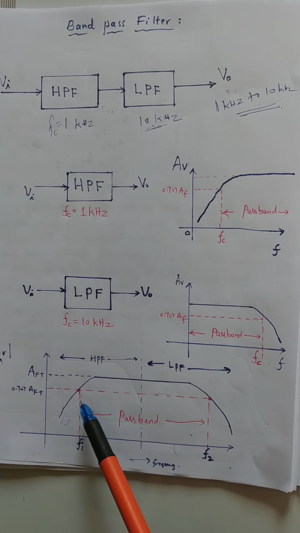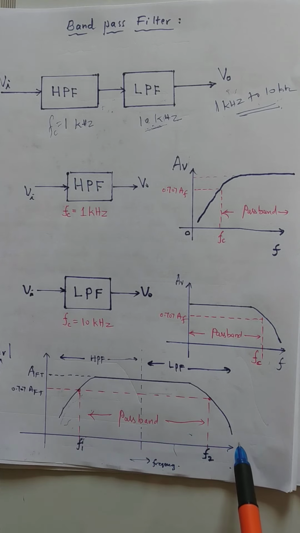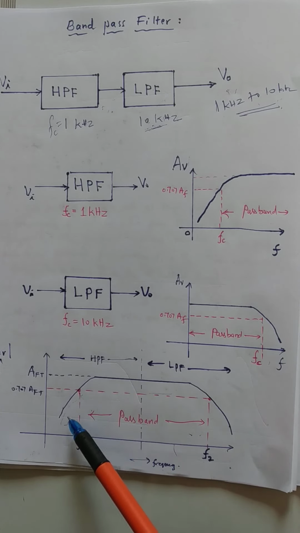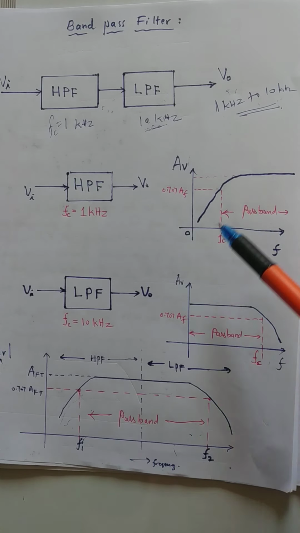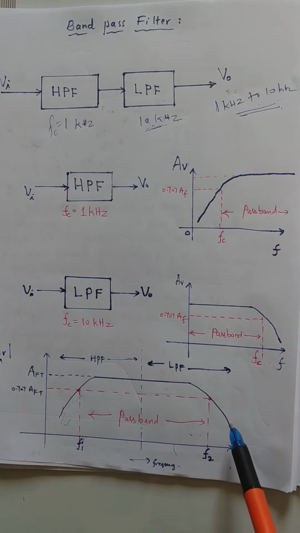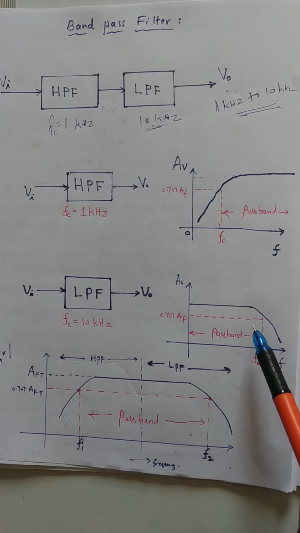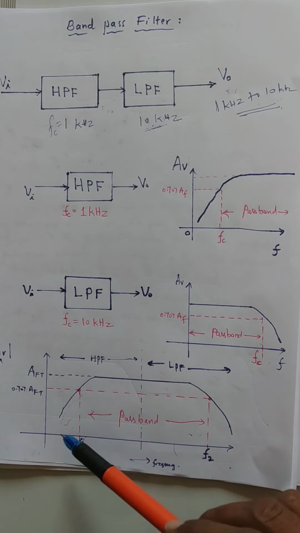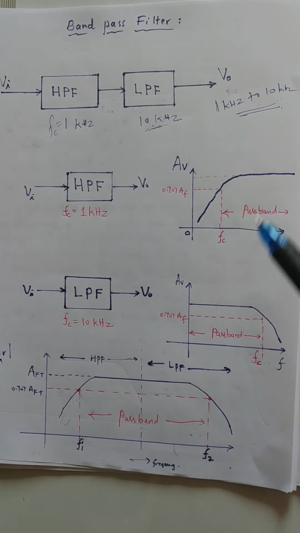So below F1 the gain is falling, above F2 the gain is falling, which means that below F1 and above F2 the signals are attenuated or blocked. And if you see, this response is similar to this response. And if you see this side, the second part, this response is similar to this response. So this response is for low pass filter. This response is for high pass filter.